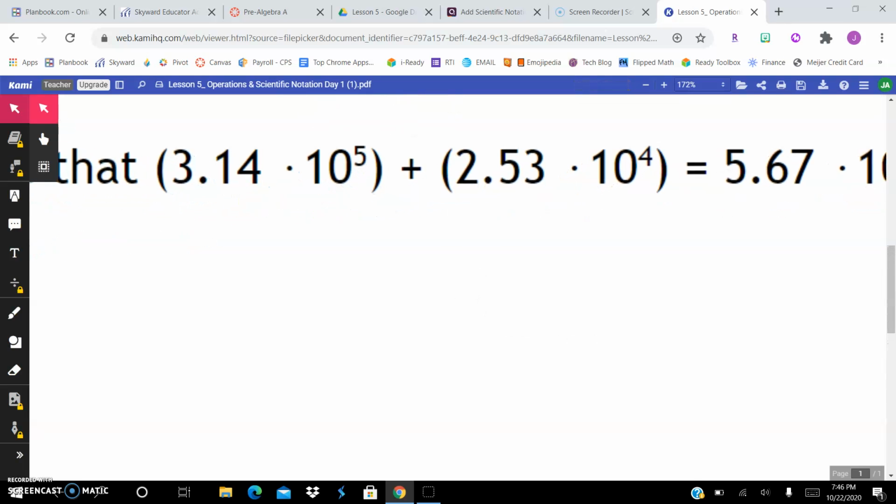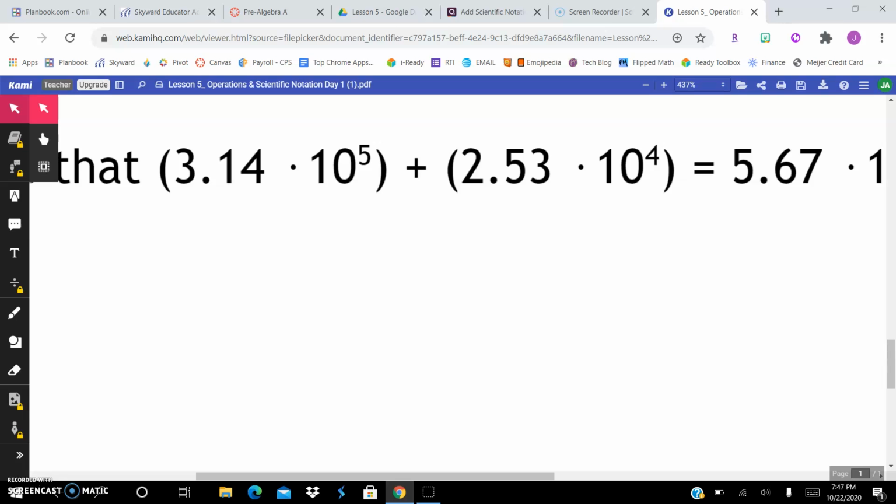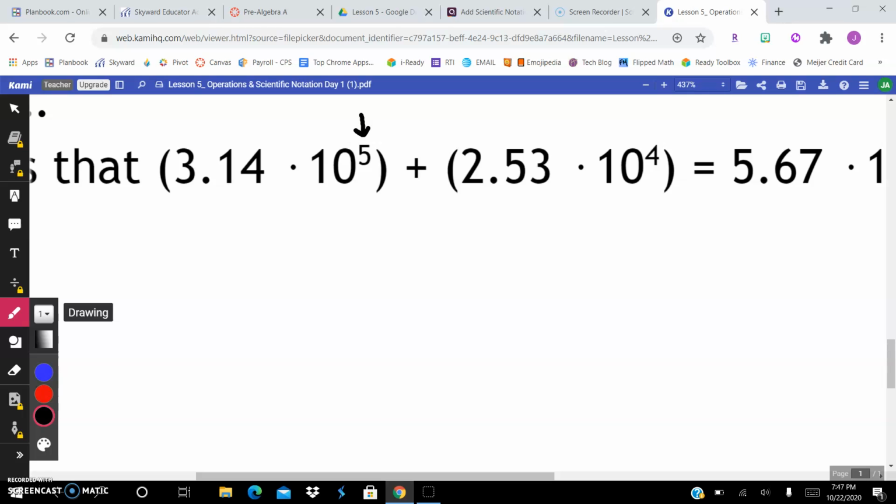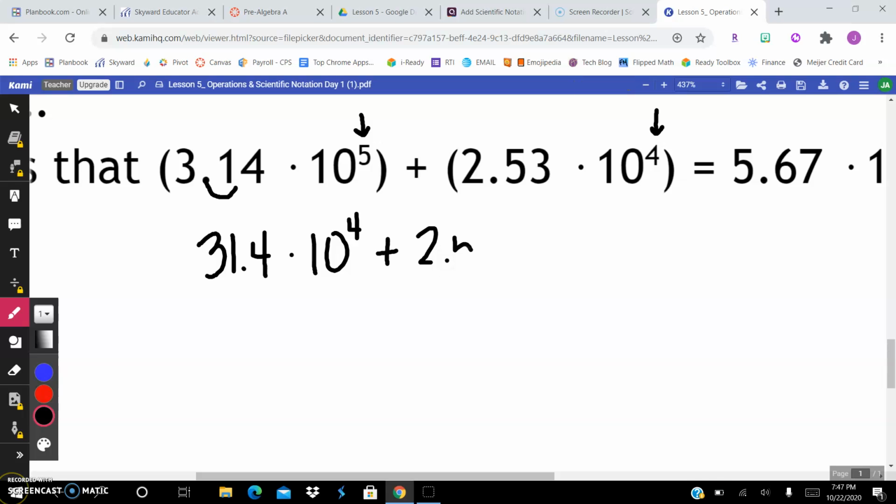So what we need to do when we're doing an addition problem with scientific notation is we have to find the exponent of both. So this one's a 5 and this one's a 4. So what we want to do is change it to the smaller number. So this 5 has to become a 4. That just simply means we have to slide the decimal over one more spot so that 5 goes down and becomes a 4. So this is really 31.4 times 10 to the 4th now, plus 2.53 times 10 to the 4th.